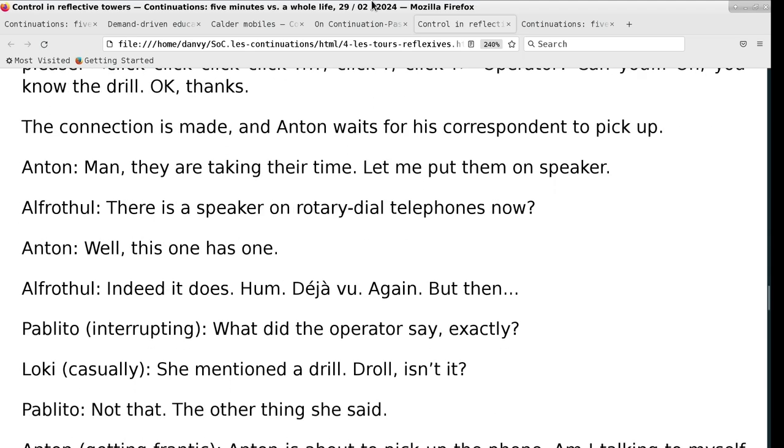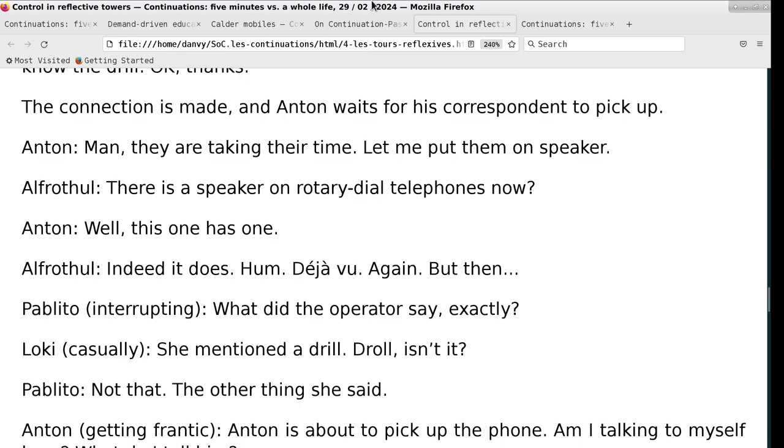The connection is made, and I can't wait for its correspondent to pick up. Man, they are taking their time. Let me put them on speaker. There's a speaker on rotary dial telephones now. Well, this one has one. Indeed it does. Deja vu again, but then, what did the operator say exactly? She mentioned a drill. Drill, isn't it? Not that, the other thing she said.